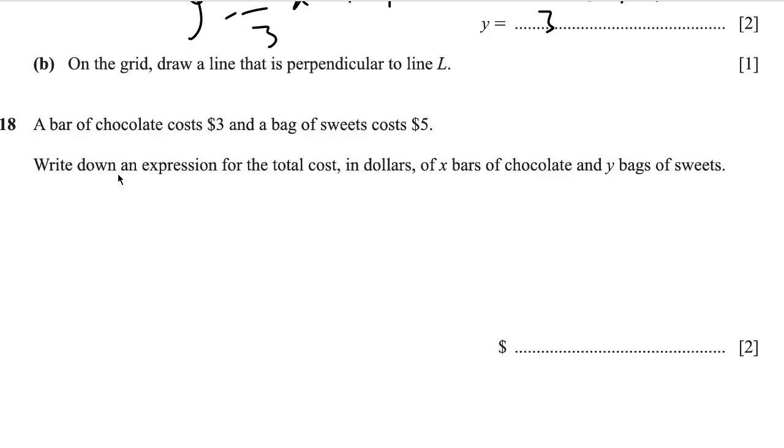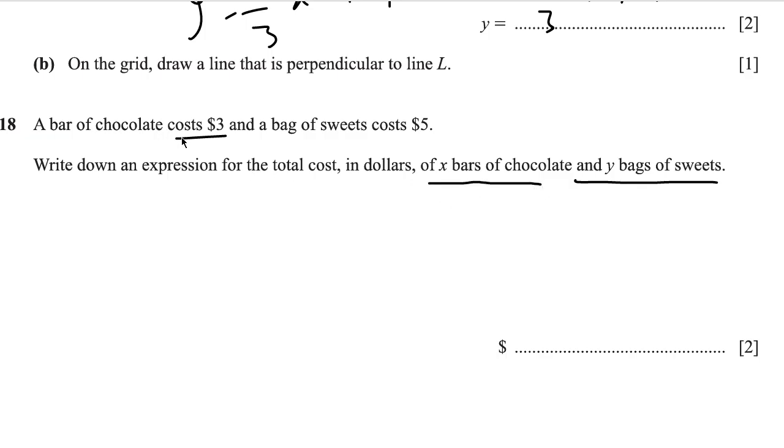Okay, question 18 says a bar of chocolate costs $3 and a bag of sweets costs $5. Write down an expression for the total cost in dollars of X bars of chocolate and Y bags of sweets. So we have a bar of chocolate costs $3, right? And then we have X bars.